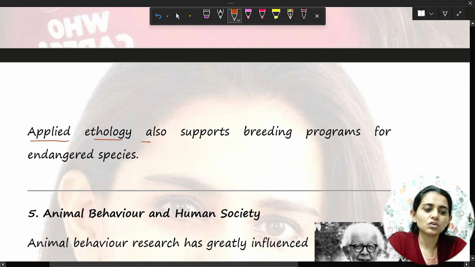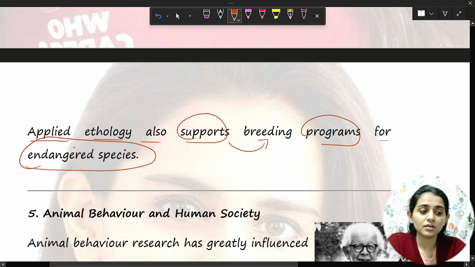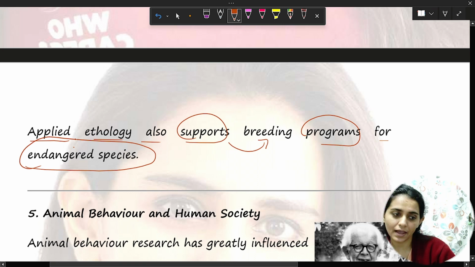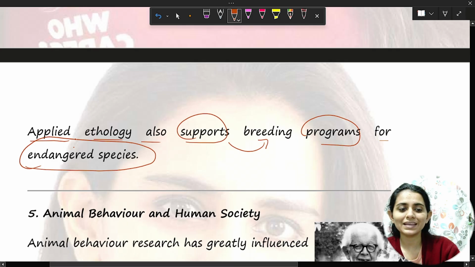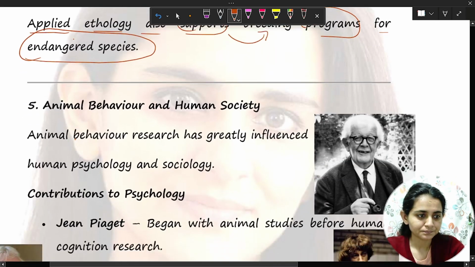Applied ethology also supports breeding programs for endangered species. Some animals are endangered and going extinct, so we can run breeding programs for them by having knowledge of that animal's behavior.